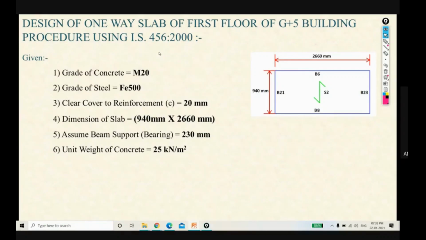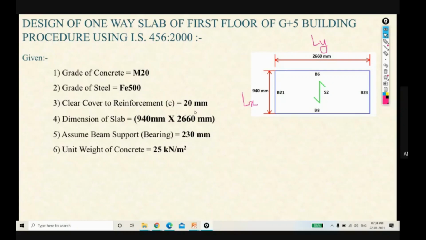That we have already discussed. These are the dimensions: 2660 mm is the longer span, which we will consider as LY, and 940 mm is LX, which we will use to calculate the aspect ratio. Now let us decide the grade. Suppose the grade of concrete is M20 and the grade of steel is Fe 500, that steel we will use.